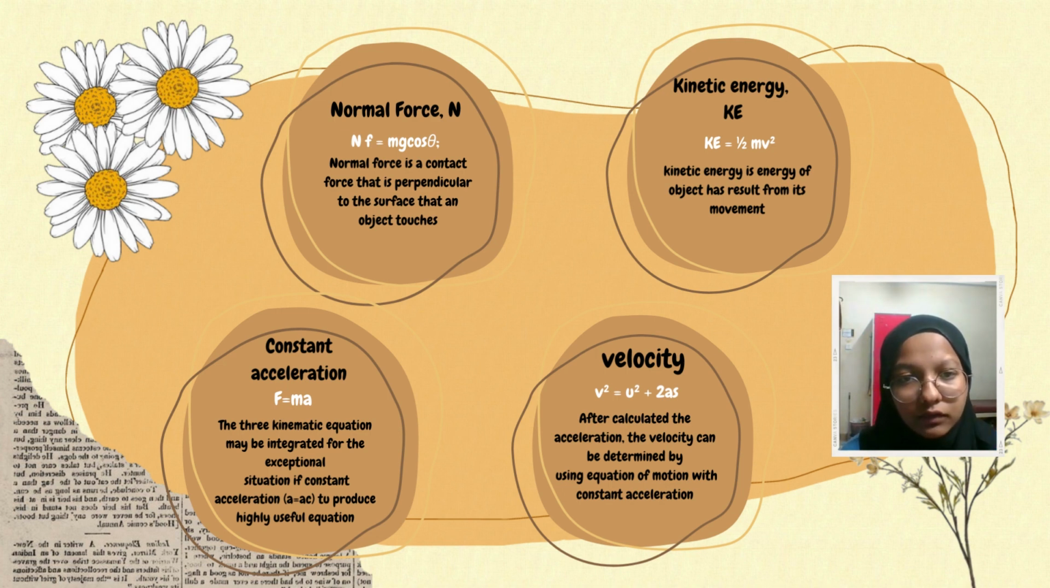Lastly is velocity. For velocity, the formula is v squared equals u squared plus 2as. After calculating the acceleration, the velocity can be determined by using the equations of motion with constant acceleration.